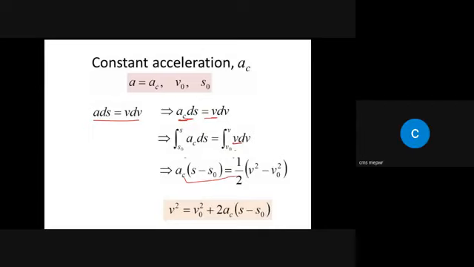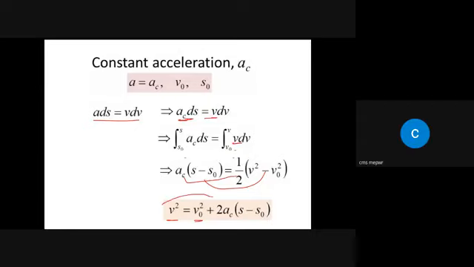When you move this v naught square to this side, it will become positive. So by rearranging the equation, we get v square is equal to v naught square plus 2a times s minus s naught. This is the third equation of motion that we used to have, which was basically vf square minus vi square is equal to 2a delta s. That delta s was basically displacement, and in this case we know that displacement is equal to change in position. So this is the same equation.